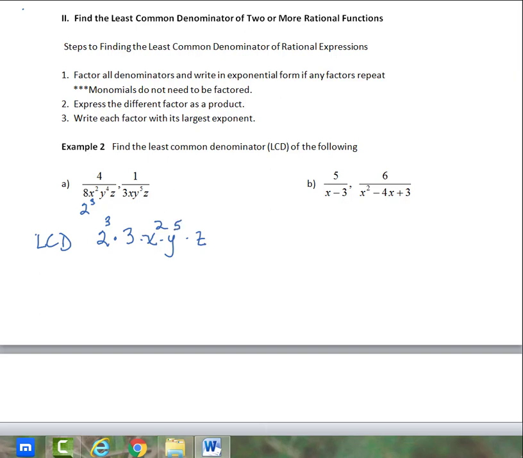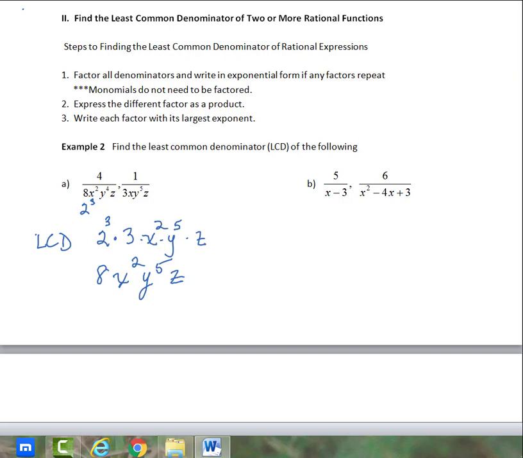And then we have z to the 1 and z to the 1, and so the z just remains as is. We only use a higher power, other than 1, if the factor is used more than once in a given denominator. So when we simplify this, we're going to get 8x squared y to the fifth z.